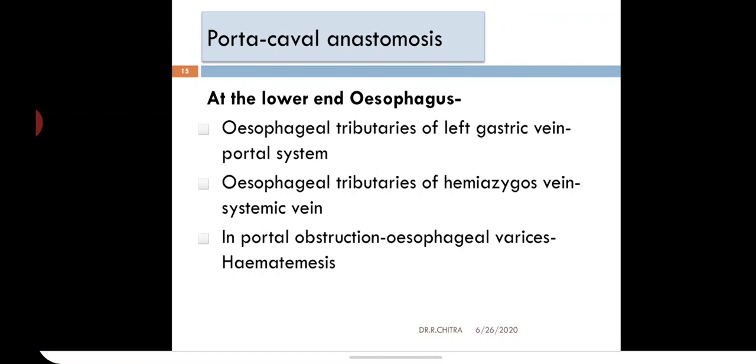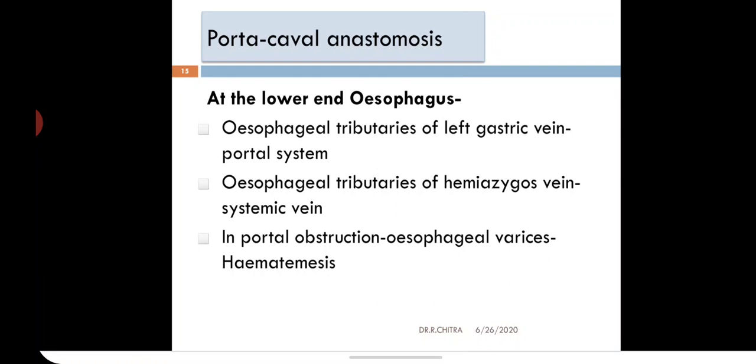So why should we know about this porta-caval anastomosis? If there is obstruction in the portal vein, then there will be reverse flow of blood into the inferior vena caval vein tributaries. So there will be enlargement of the veins at these sites. So we have to know about the porta-caval anastomosis sites.